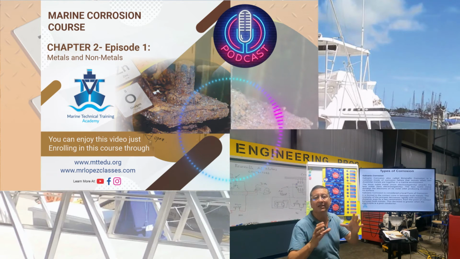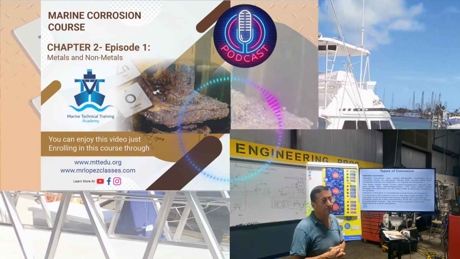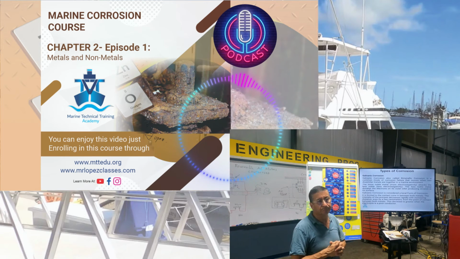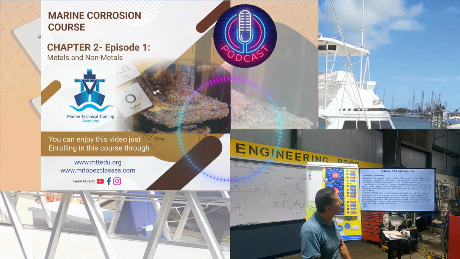But let me explain something about the alloys that we are going to study later in this chapter. The alloys are divided into ferrous alloys and non-ferrous alloys. The ferrous alloys are based on iron, and the non-ferrous alloys are based on other metals different than iron. The alloys of iron are a million alloys, steel, stainless steel, but the most famous is stainless steel.